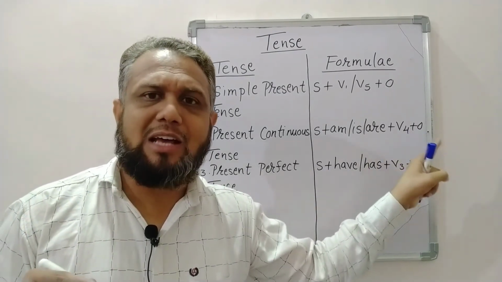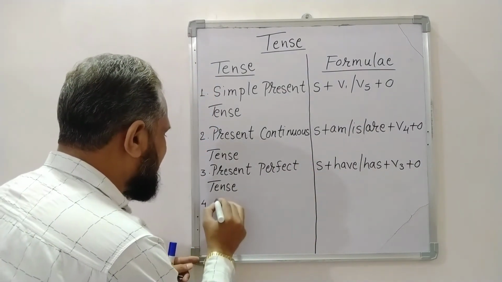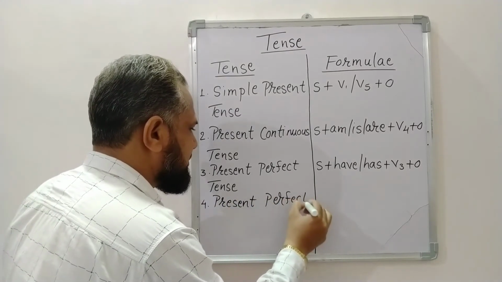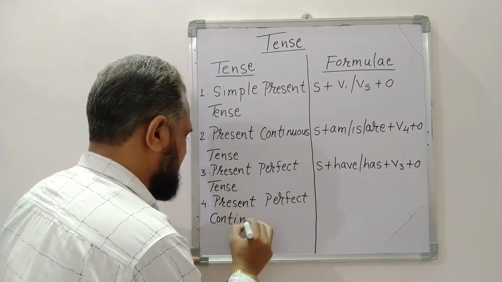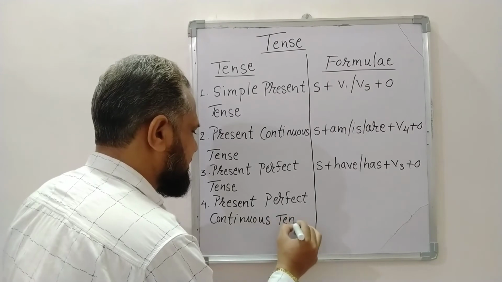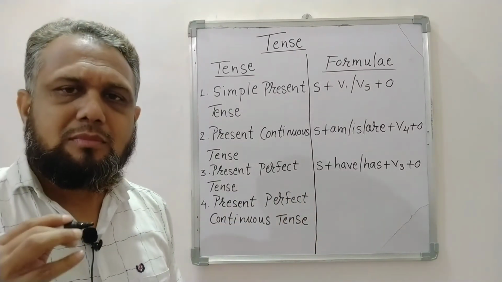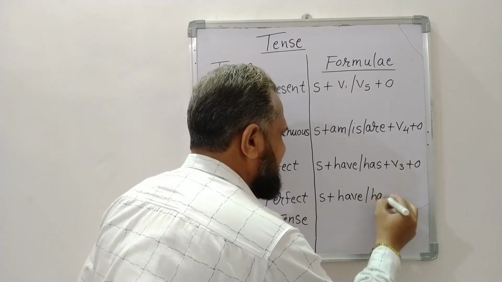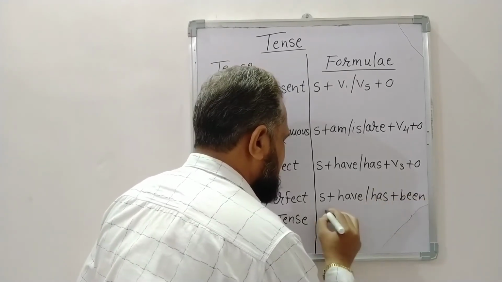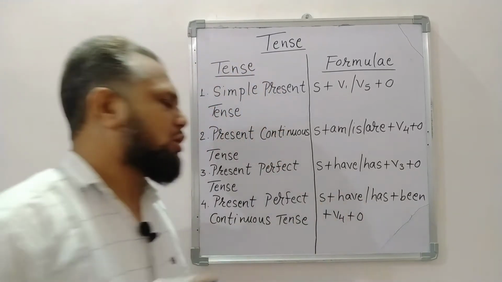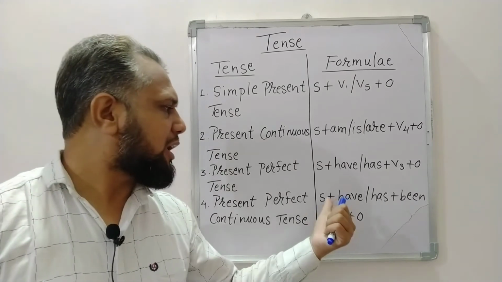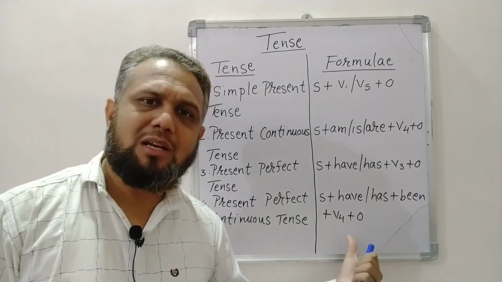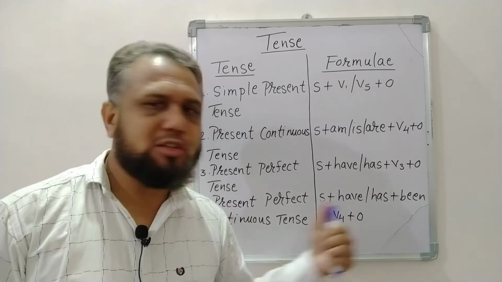Thereafter the third form of verb, and in the last object. The fourth name is present perfect continuous tense, and the formula of this tense is subject plus have or has plus been plus V4 plus object. Means subject, thereafter according to the subject we have to use have or has, then been, thereafter the fourth form of verb V4, and in the last object.